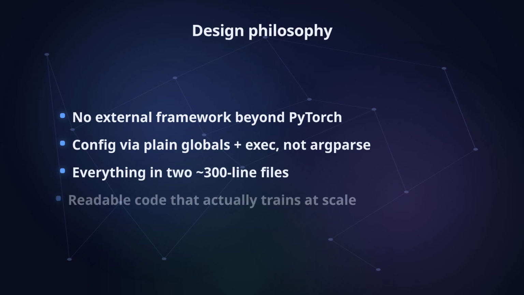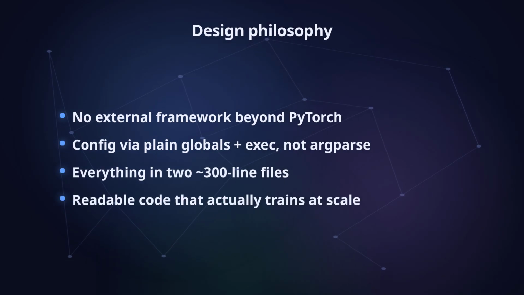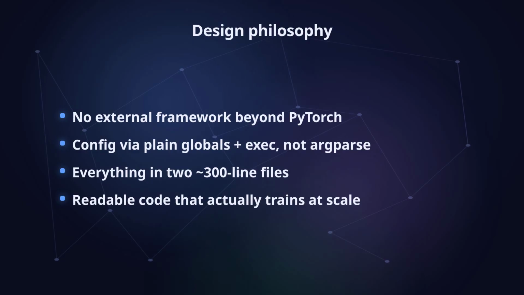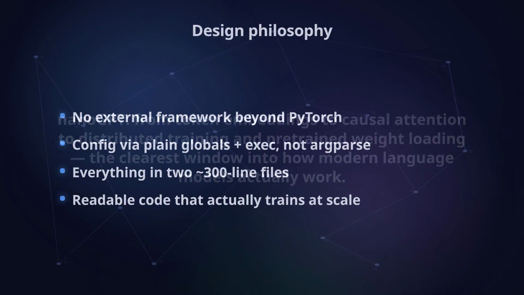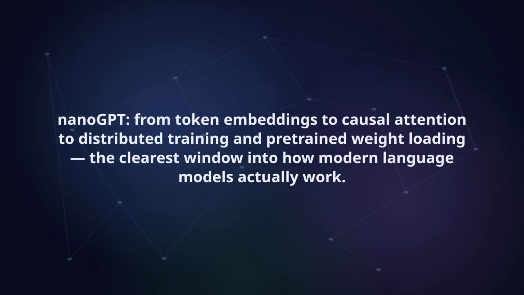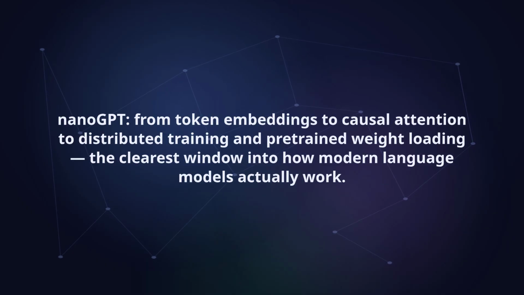nanoGPT is intentionally not a library. It is a codebase meant to be read and modified. The philosophy is: keep the whole model in your head at once, so that hacking and experimenting require minimal indirection. nanoGPT, from token embeddings to causal attention to distributed training and pre-trained weight loading, is the clearest window into how modern language models actually work.